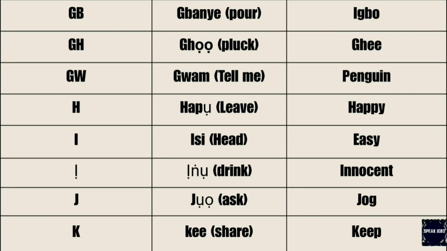The next alphabet is E. E means head. Then the English word with the E sound is easy. You see there how we do it? In Igbo, we have the E as A and the I as E. So Inu, to drink. Innocent is the English word there.